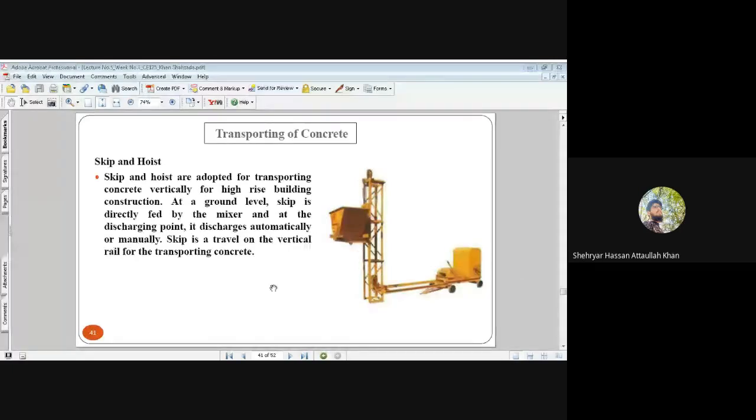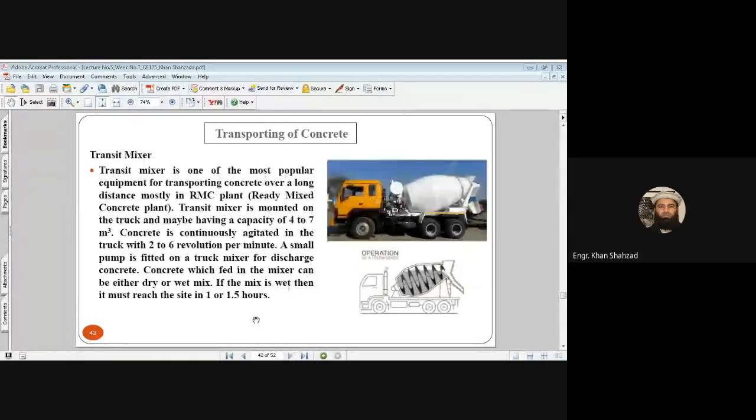Okay, the transit mixer. This is the best one, but this is very costly. Transit mixer is one of the most popular equipment for transporting concrete over a long distance, mostly in ready-mix plant or ready-mix concrete plant. It is used.